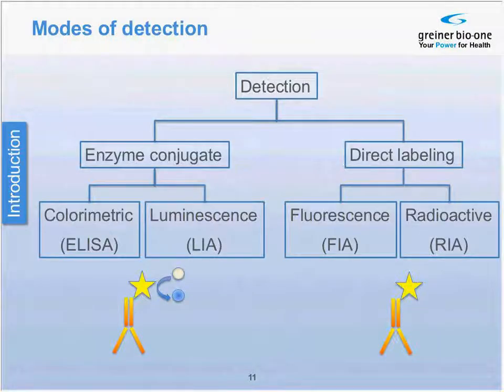Slide 9 is a short summary of possible modes of detection. Horseradish peroxidase and alkaline phosphatase are the most widely used enzyme conjugates. They are combined with a colorimetric substrate in a classical ELISA, or, when higher sensitivity is needed, with a luminescent substrate in a luminescence immunoassay. The most common method for direct labeling is the use of a fluorescent dye like FITC, which has in the meantime largely substituted radioactive labels.